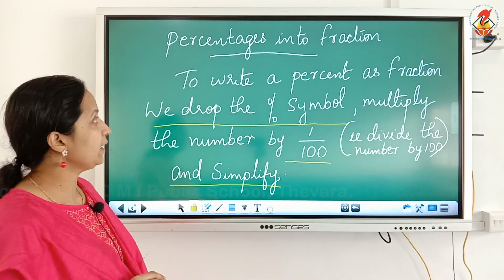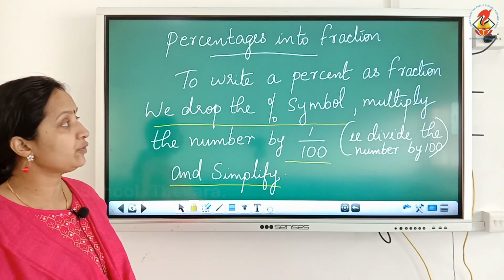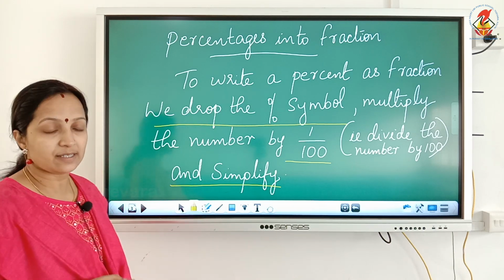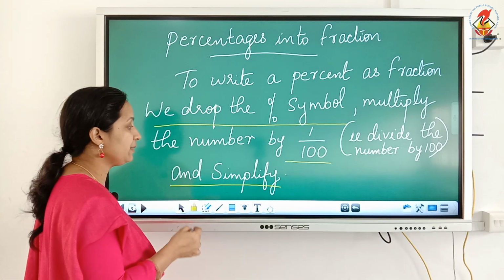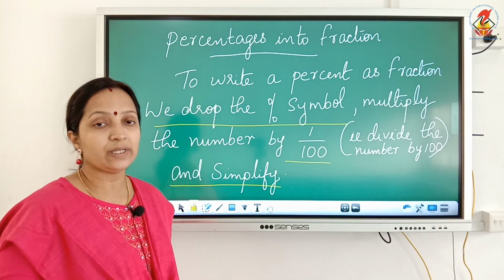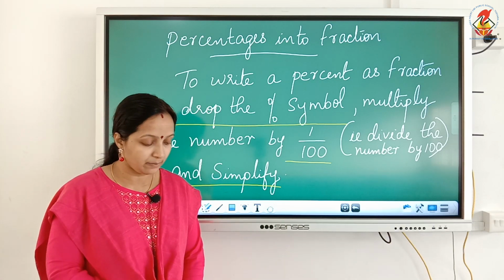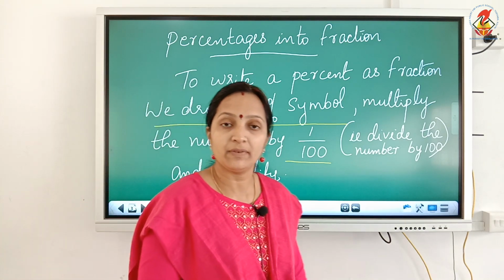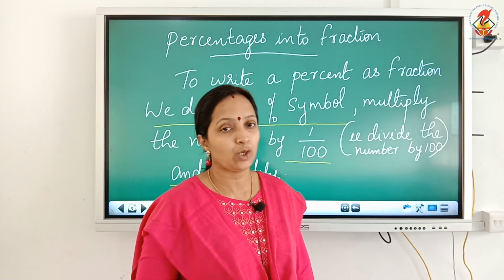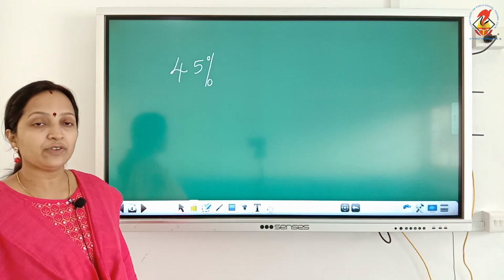I hope it's clear. If you want to convert percentages into fractions, what you have to do? Just drop the percentage sign and multiply the number by 1 by 100, and simplify means you have to reduce the fraction to its lowest term. And how will we reduce a fraction to its lowest term? By finding the HCF of the numerator and denominator and dividing by the HCF, you will get the lowest term of the fraction. So look at the first question, 45%.